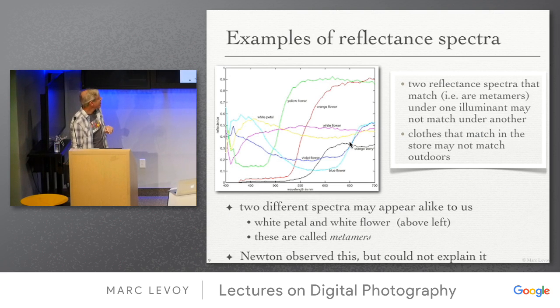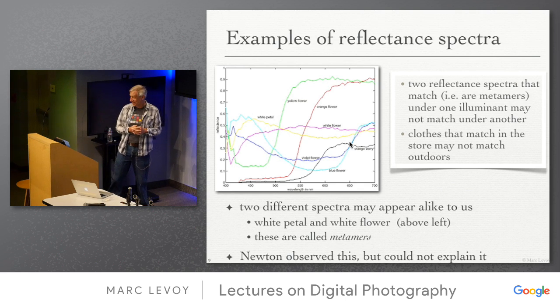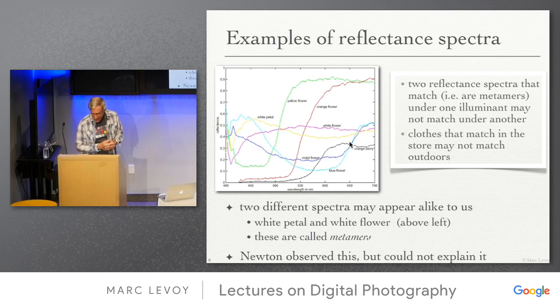Two reflectance spectra that match are metamers under one illumination, but may not match under another, so clothes that match in the store may not match outdoors. Got to be careful about that.